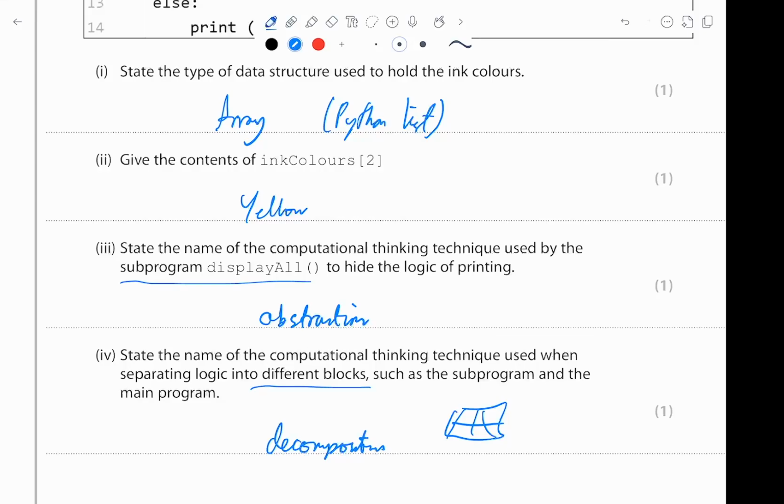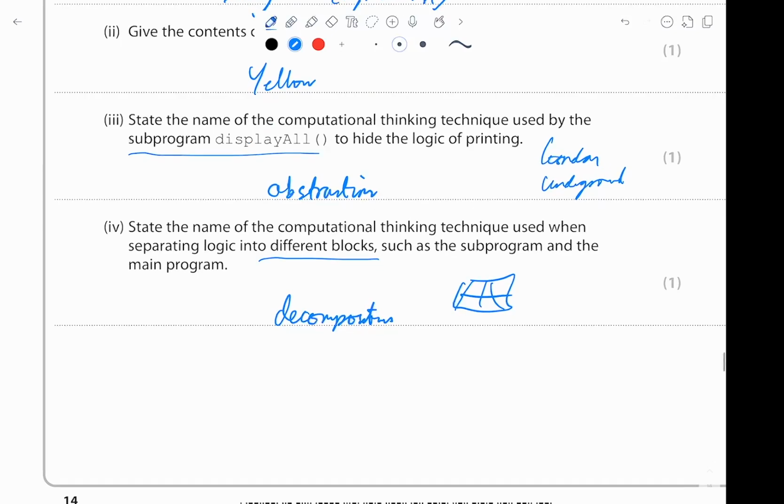Think of the London Underground map. It's not got all the bends and all the other stuff that's actually underground. It just is an abstraction of what's there.